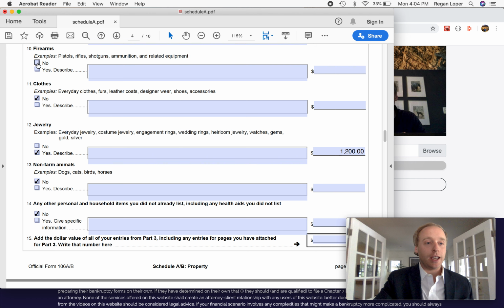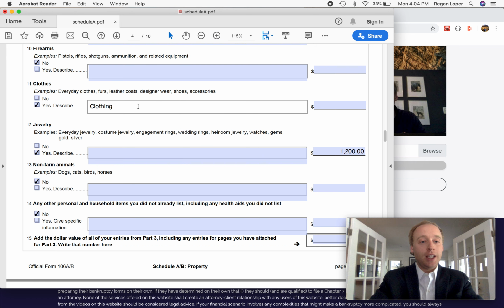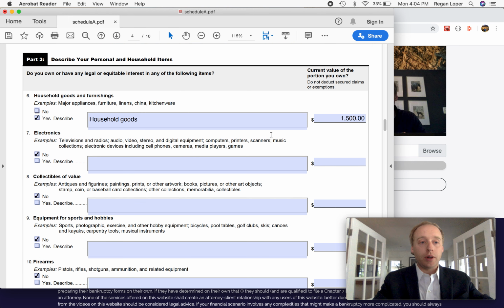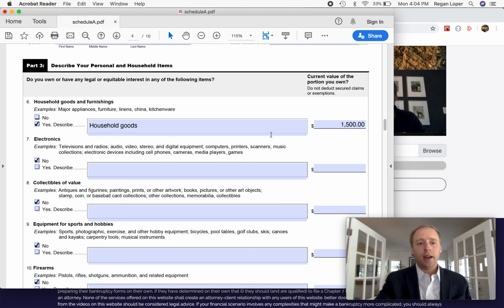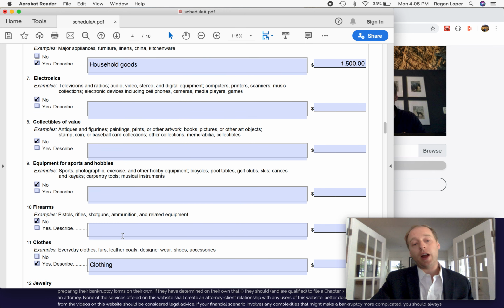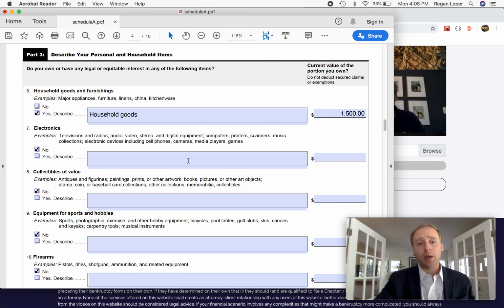I think I accidentally hit no for clothes, and Ashley hit no for firearms, and actually hit yes for clothes. She does own clothing, which is good, and she estimates that the value of that clothing is $500. So that's how she filled out part 3. To take a quick look at that, again, very simple case. So you might have a lot more complexity in terms of what are the things you own. You might have electronics, you might have collectibles, you might have equipment or firearms, and you do need to disclose all that to the bankruptcy court.